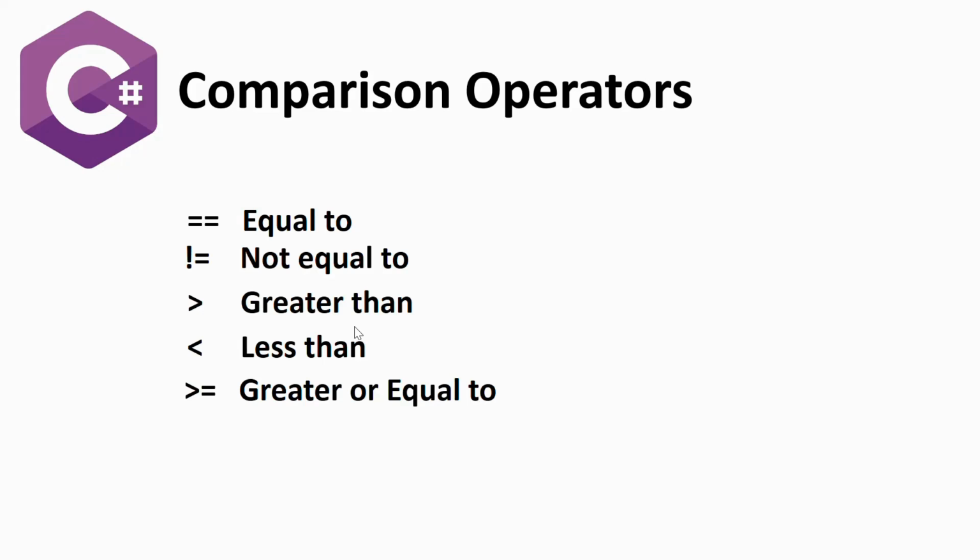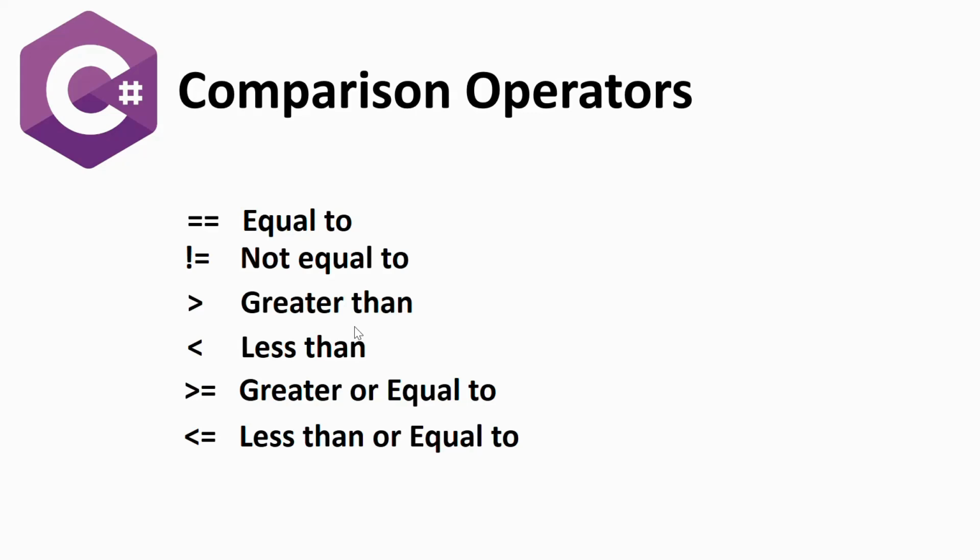And then we have the greater than or equal to. Compares two values. If the first value is greater than or equal to the second value, then the condition is true. Then we have the less than or equal to operator. Compares two values. If the first value is less than or equal to the second value, then the condition is true. Otherwise, the condition is false. So those are our comparison operators. You can take a screenshot of that and print it out. You may need it later.